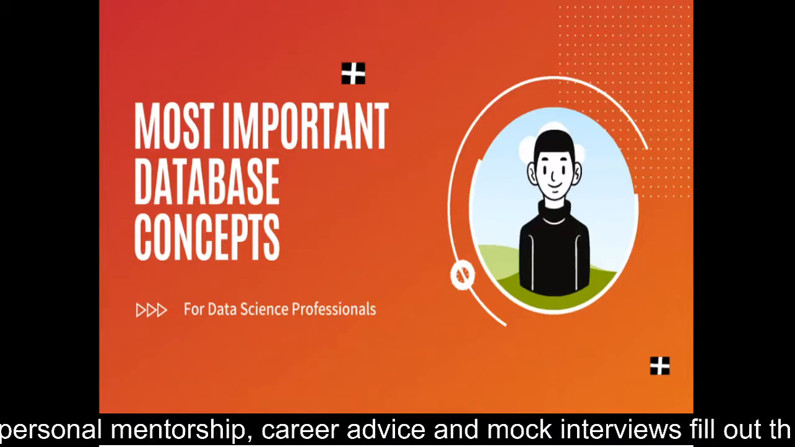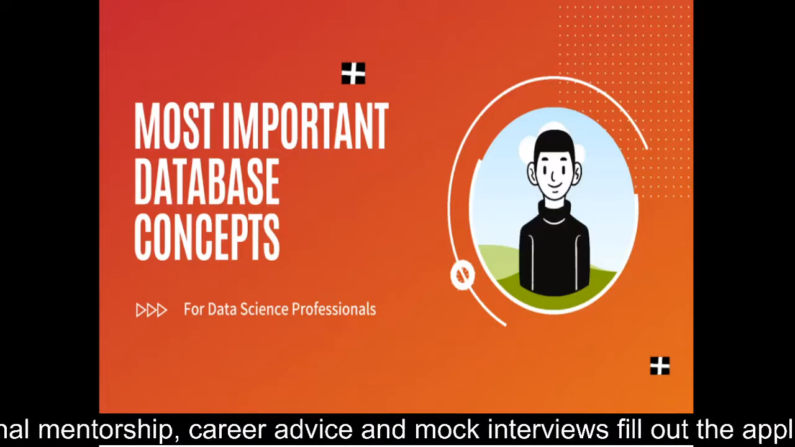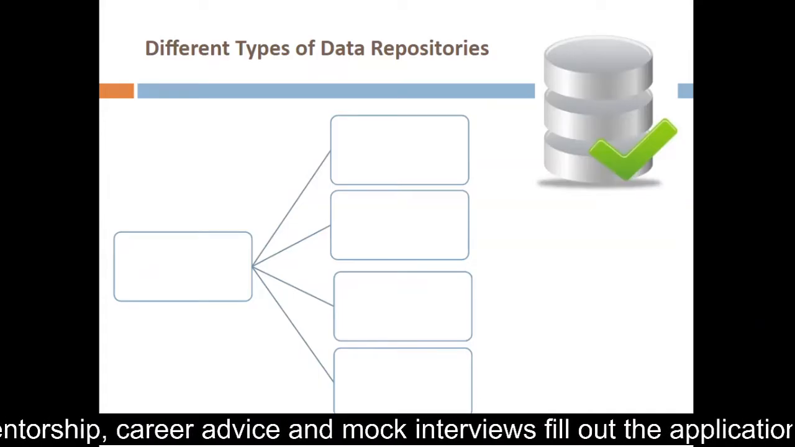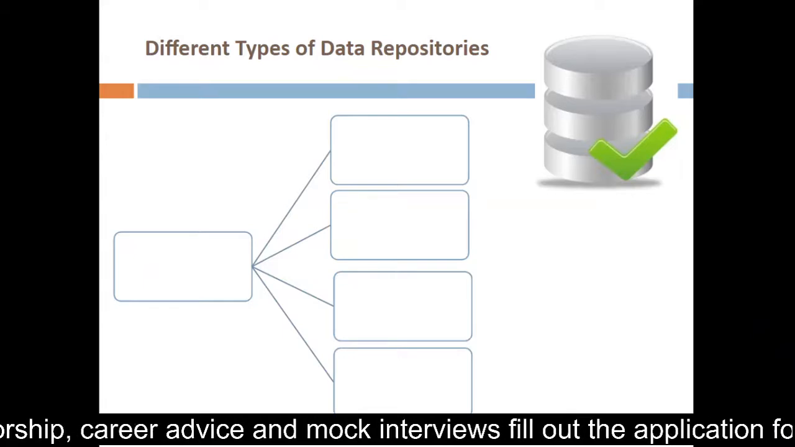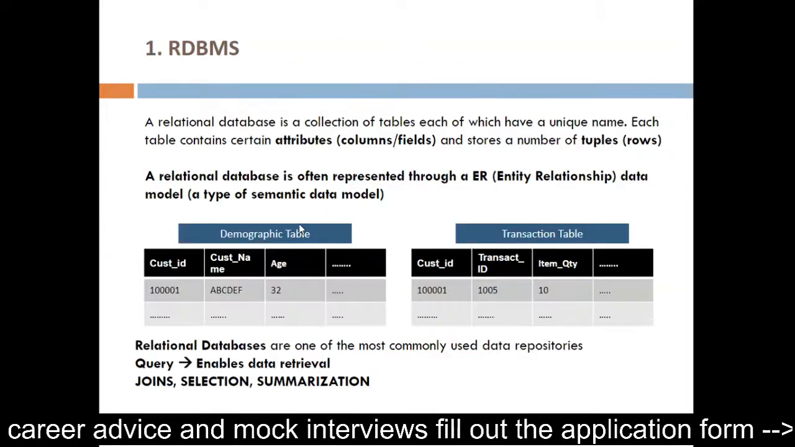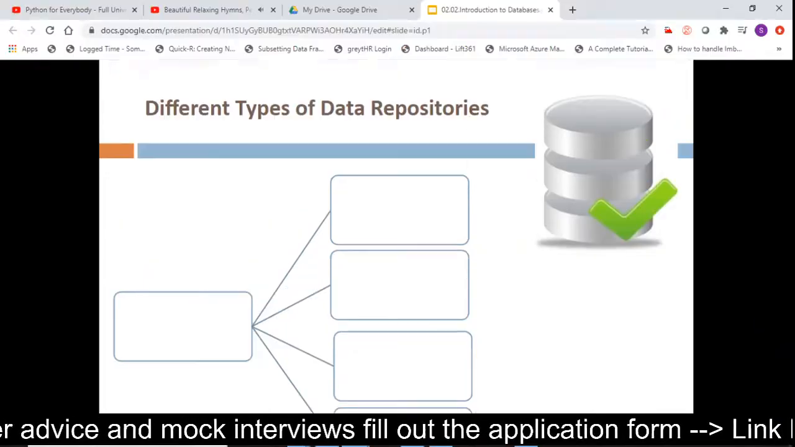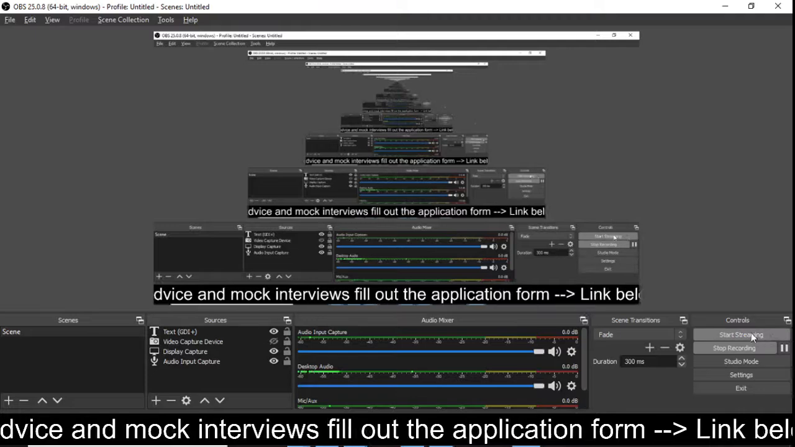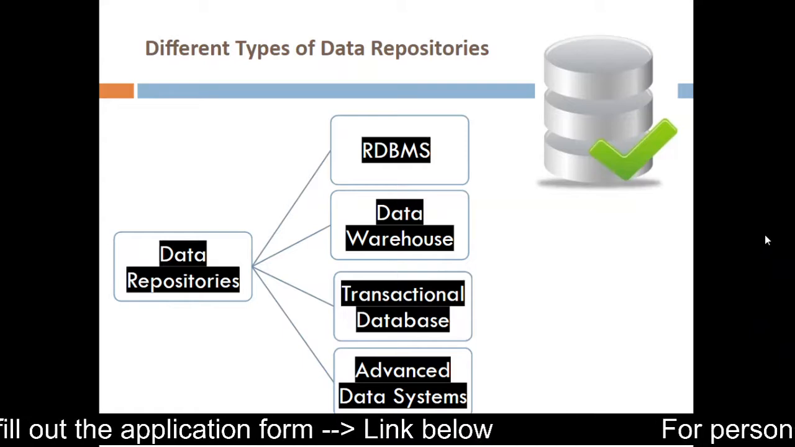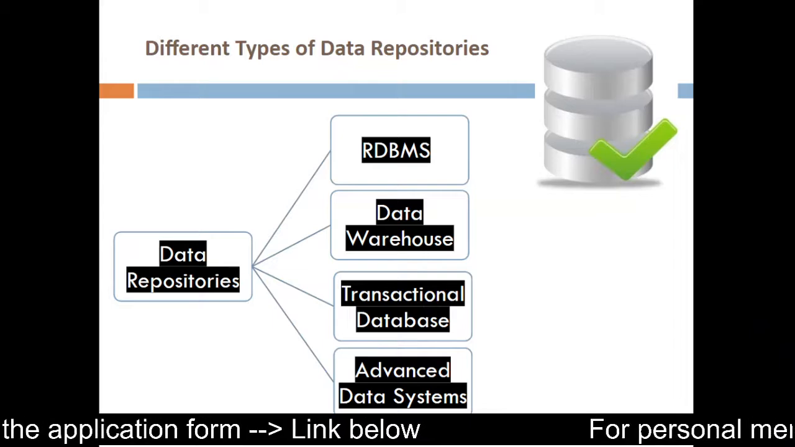So let's start off with some of the most fundamental concepts of data and databases that you need at least some familiarity with to get into the field of data science. So first, let's talk about the different types of data repositories. Data repositories are places where you can store the data.